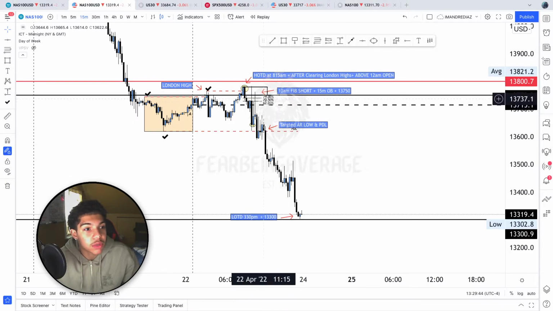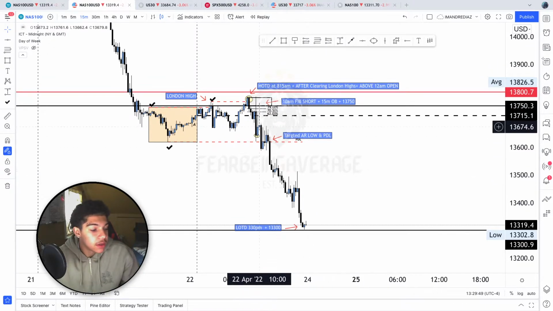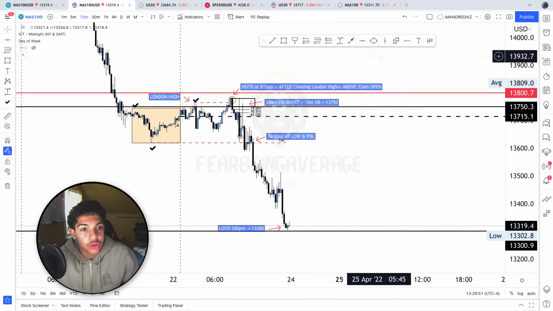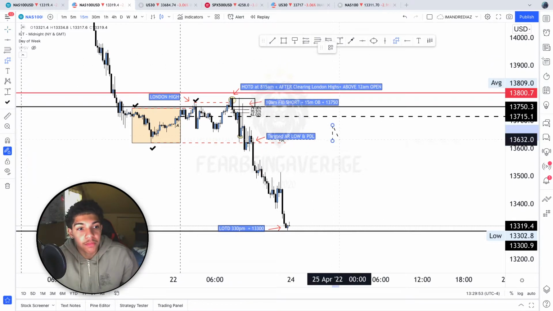But even then, if you would have missed that trade, you simply could have gotten on a couple retracements. But even then, it was Friday, so there wasn't really much you could do. So now let's get the schematic of what happened.